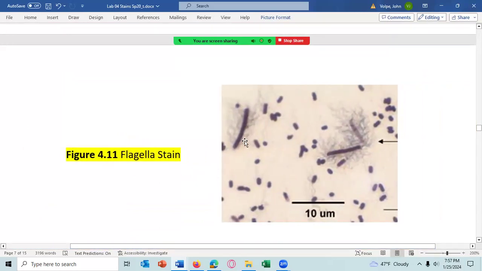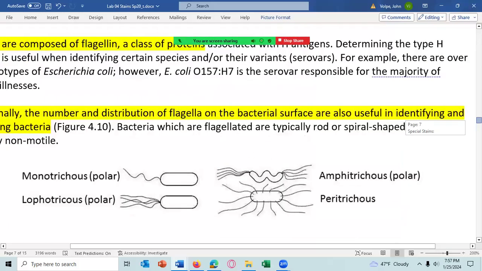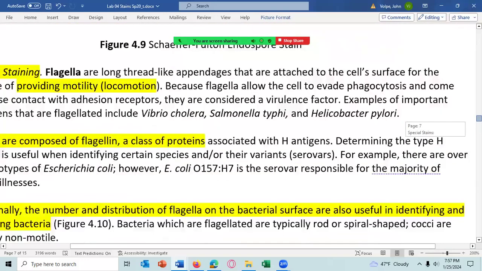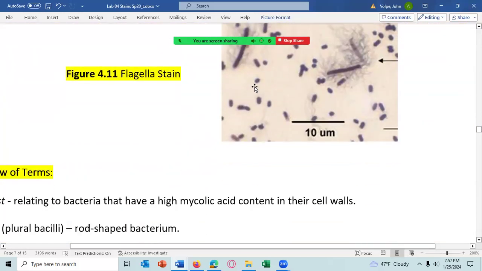Are these cells peritrichous? Let me see. This one has 2 or 3 at one end, so that would be lophotrichous. And then I think it's this one. This one is monotrichous, because it only has one flagellum on one end.